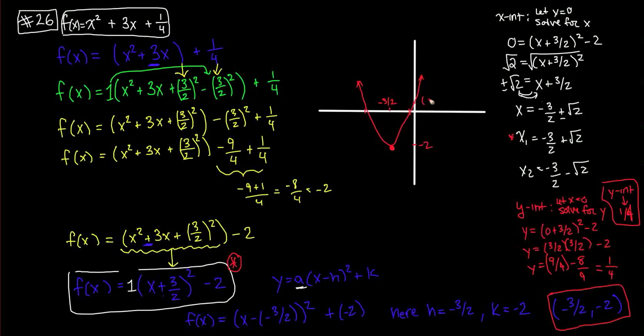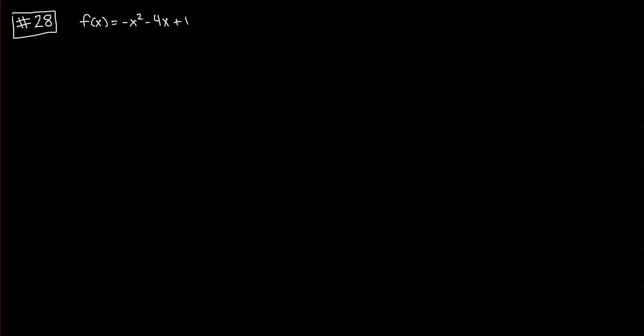And you should probably plot those points: the y-intercept, the x-intercept, and the other x-intercept. And those are comma zeros. Alright, let's go to the next one.